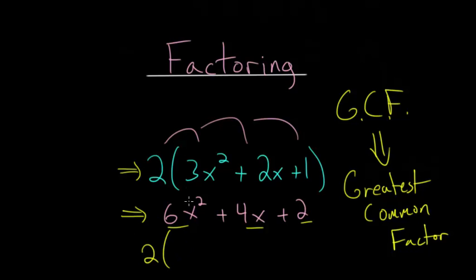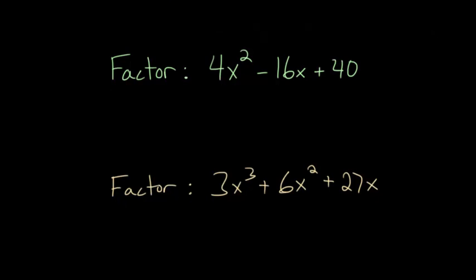When we factor the 2 out, we want to think, what do we have left here? Or essentially 2 times what would give you 6x squared? And that would be 3x squared. And 2 times what would give you 4x? That would be 2x. And we know 2 times 1 would give us 2. So this expression here in yellow, this is what we would call factored. We have taken out the greatest common factor, which was 2 in this case, from the expression. And with that in mind, let's look at some different example problems here.